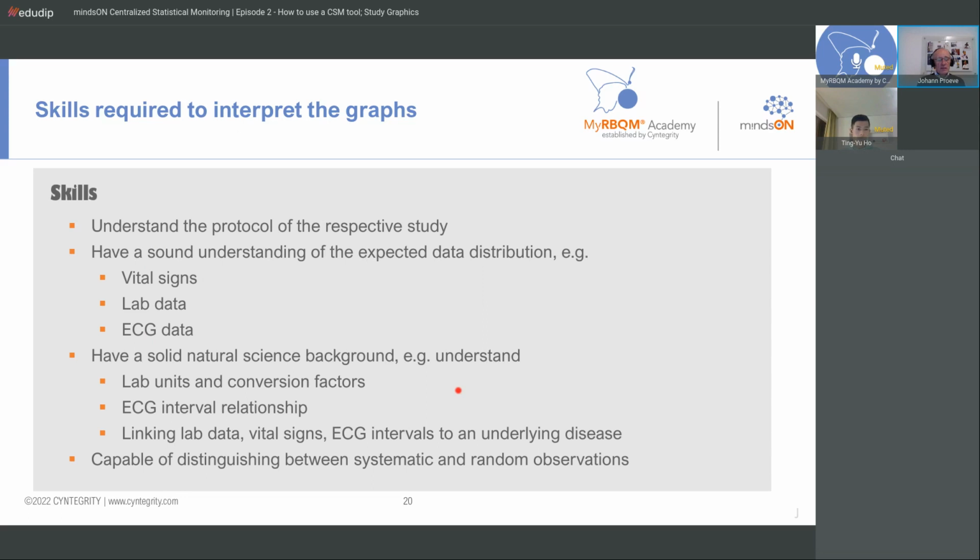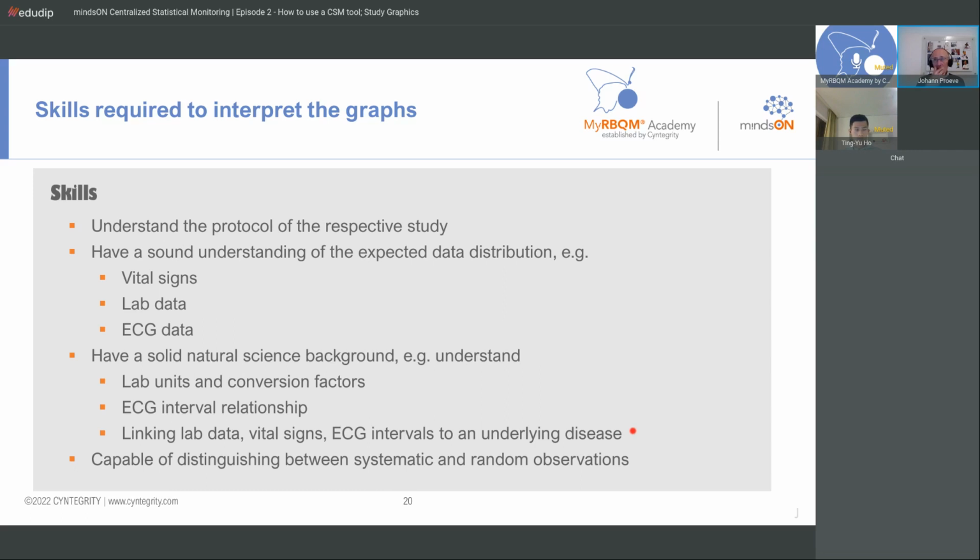And of course, someone should have a good natural science background to understand lab units, for instance, and conversion factors. So when you look at certain distributions, ECG interval relationships, and then linking lab data, vital signs, and ECG data to the underlying disease.